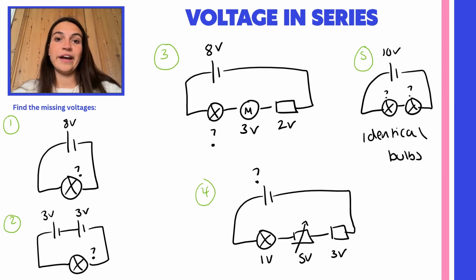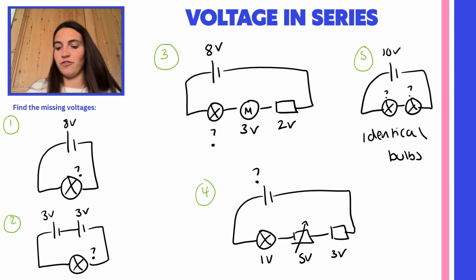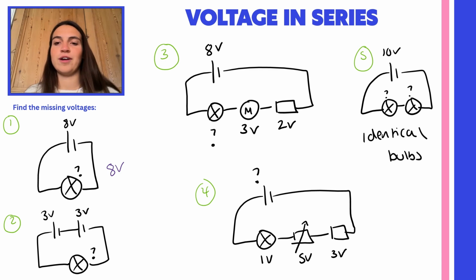Okay, now to try and find some missing voltages. If we look at circuit number 1, it's a very simple circuit. I've just got one cell and one bulb, and that cell is the only thing in my circuit, so the bulb needs to get the entire voltage of my supply. So if my supply has 8 volts, then that bulb also has 8 volts over it.